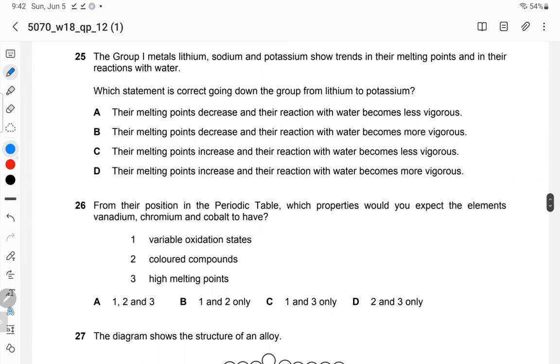Question 25. The group 1 metals, lithium, sodium, and potassium, show a trend in their melting points and their reaction with water. Which statement is correct going down the group? If we go down the group, melting point decreases and reactivity with water is the thing which actually goes up.